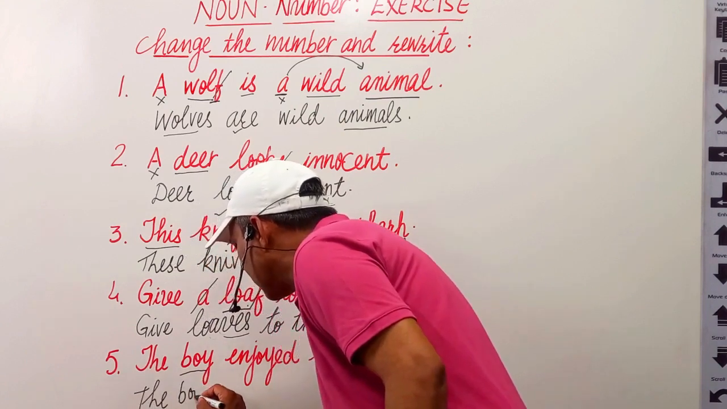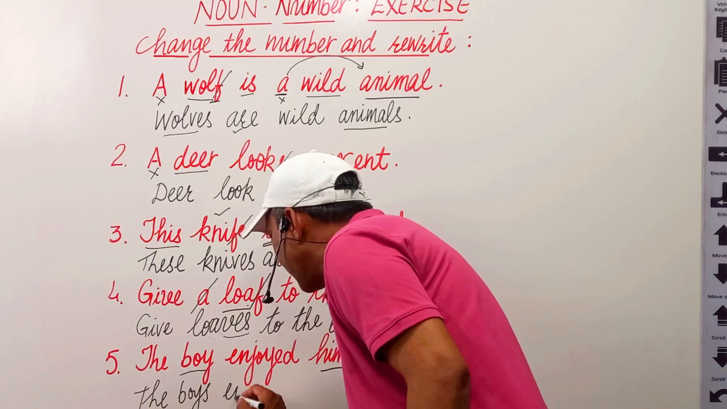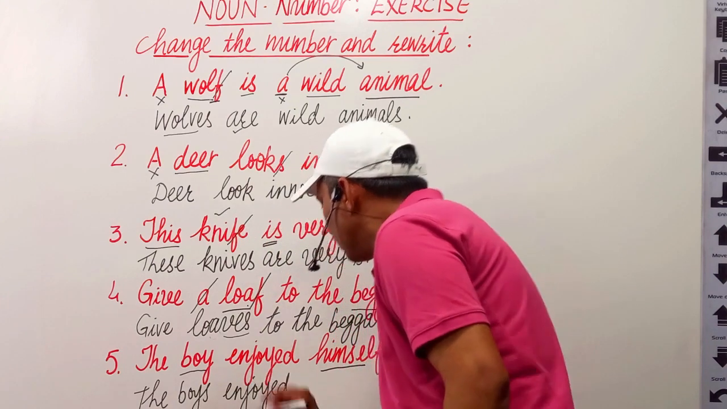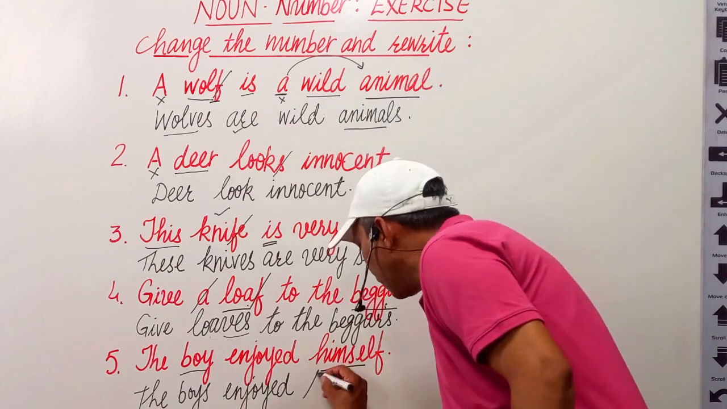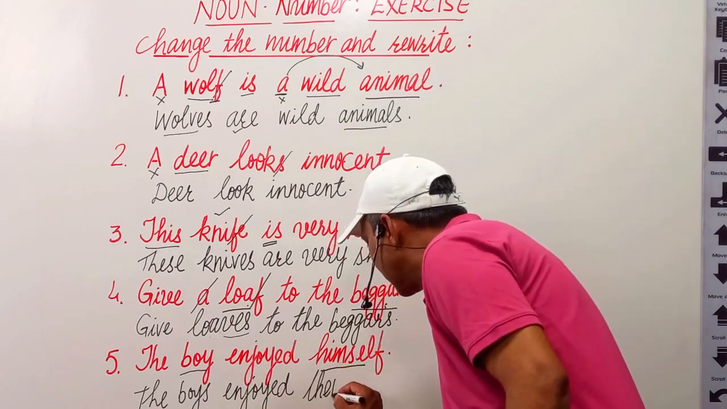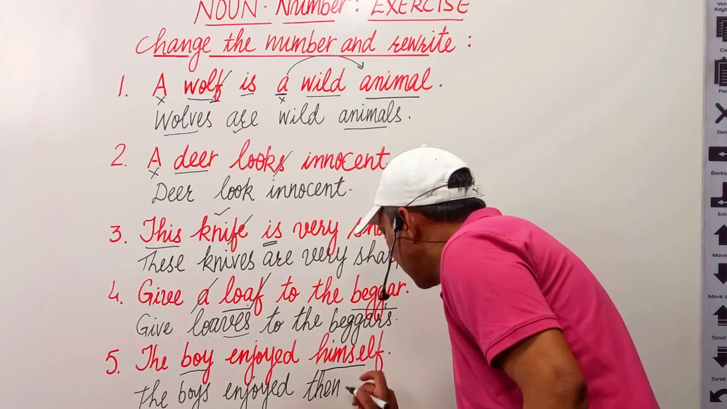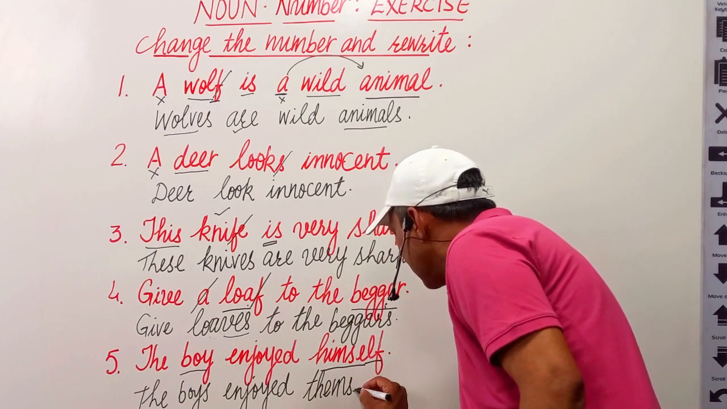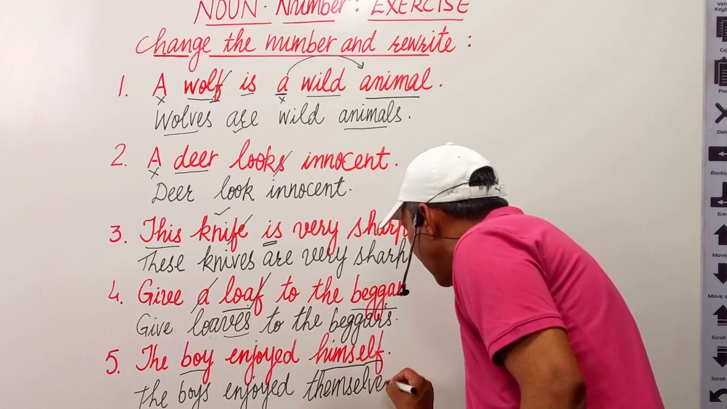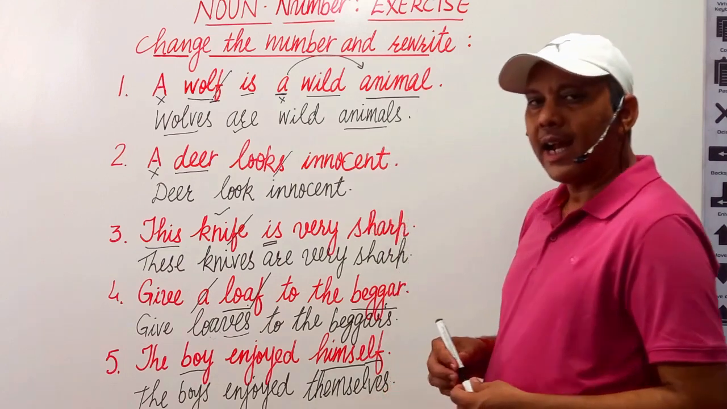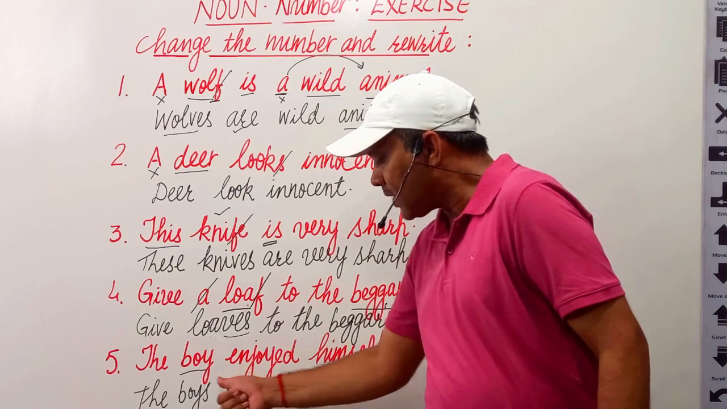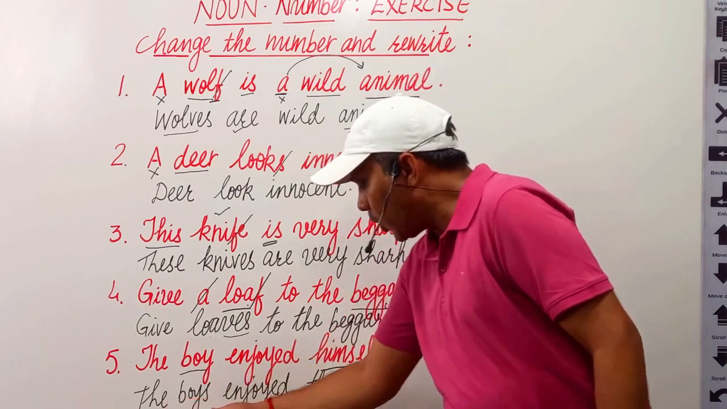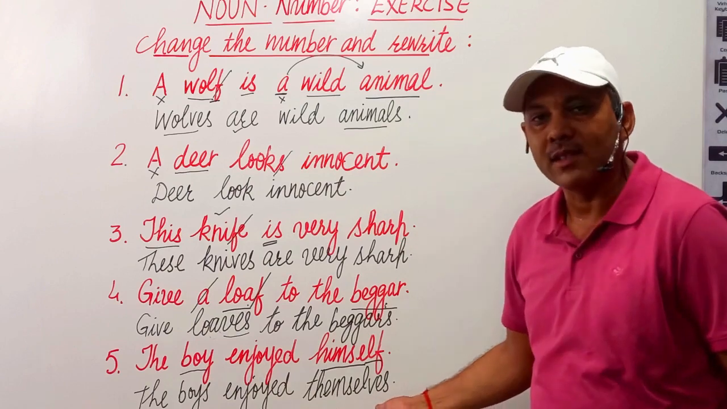The boys enjoyed. Now we have to change himself into plural, themselves. Them, and selves, themselves. And the sentence becomes, after changing the nouns' numbers, the boys enjoyed themselves.